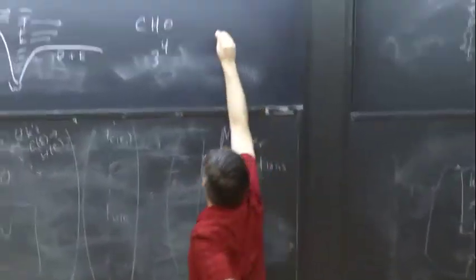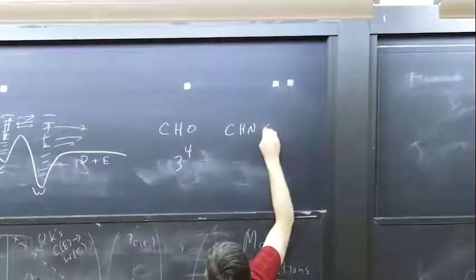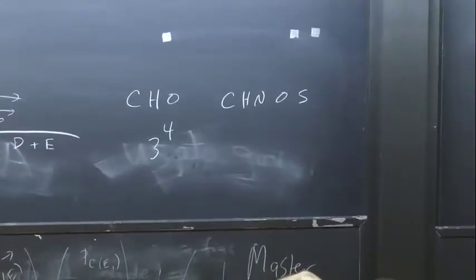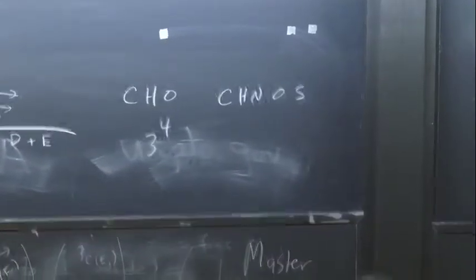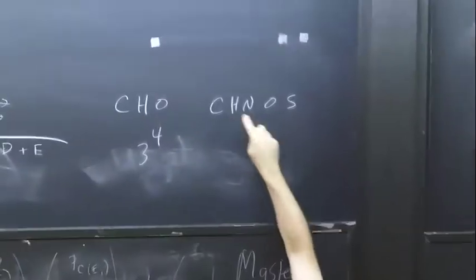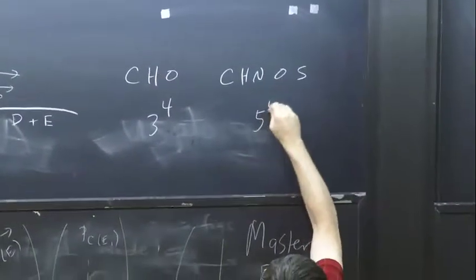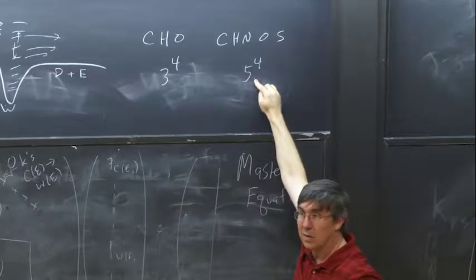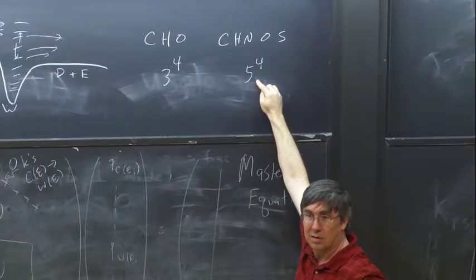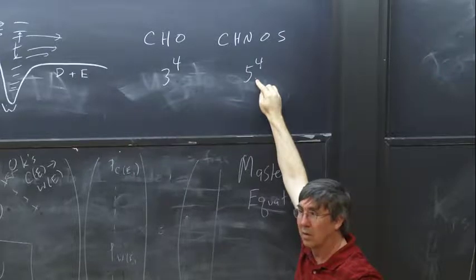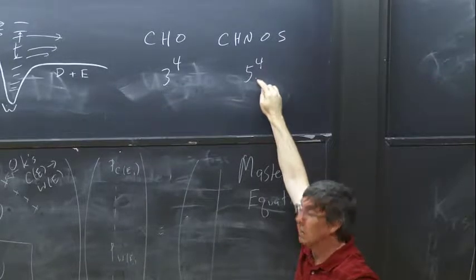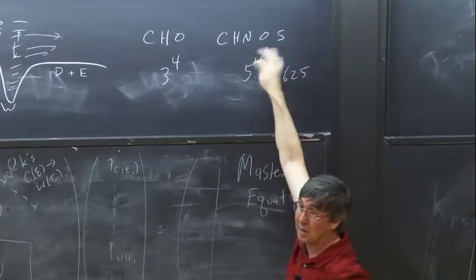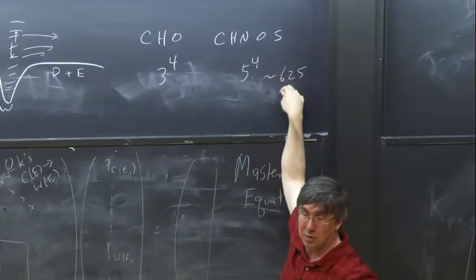So now let's consider we have carbon, hydrogen, nitrogen, oxygen, and sulfur. We still have 4 slots, but each of them can have how many different elements? 1, 2, 3, 4, 5. So it should be something like 5 to the 4th. So 5 to the 4th is what? It's like 600 something, is that right? 25 squared? 625. So something like 625. And again, you might double count some things that are repetitive. So this might be a little bit overestimate.